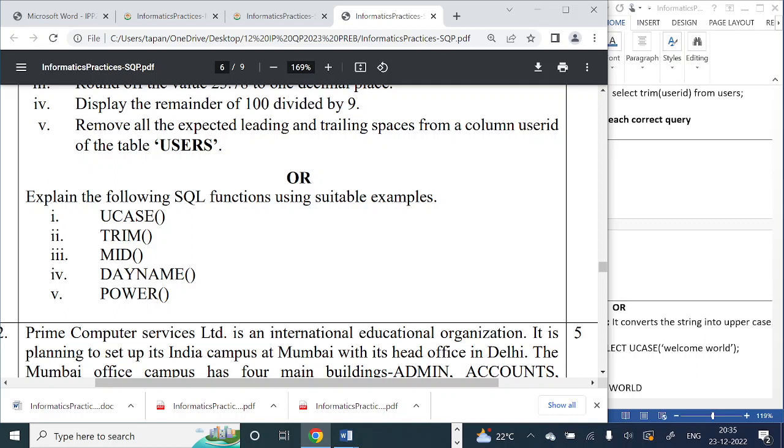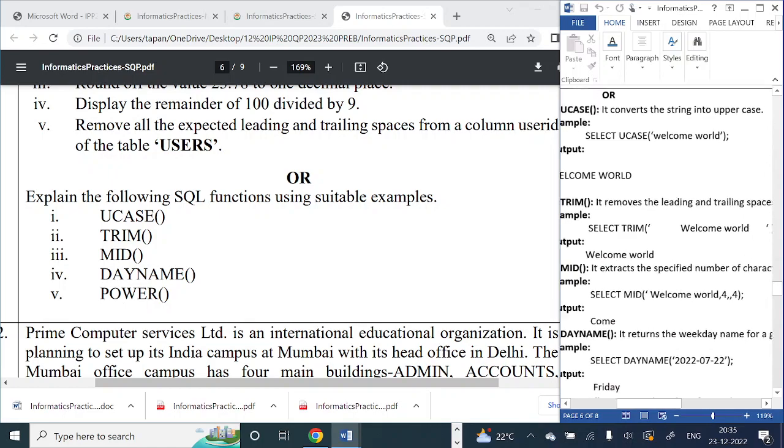Trim will remove all the leading and trailing spaces. Mid will display the string from the start value, and if no end value is given, it will move to the last, and if the number of characters is the third argument, it will count and display that part of the string. Day name will return the name of the day, that is your Sunday, Monday, Tuesday, like that it will return the day name. Power will return the power of first number to the power of second number.